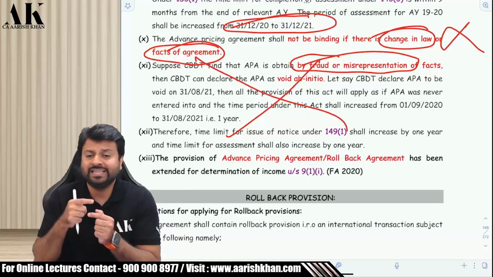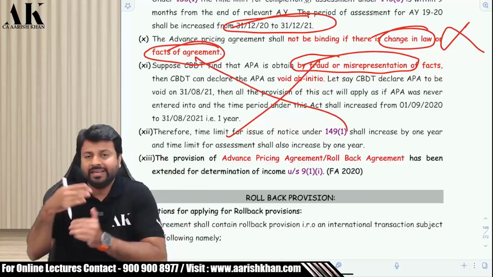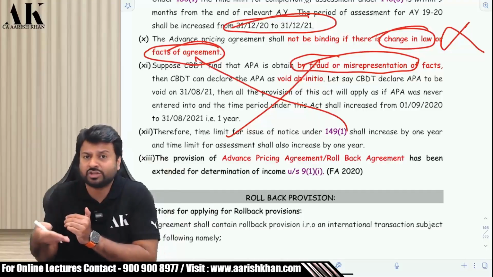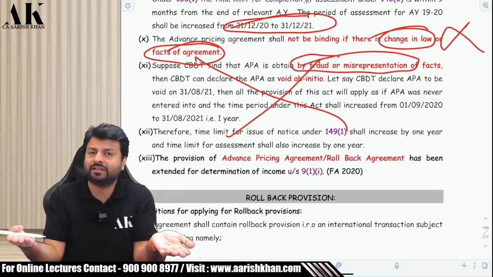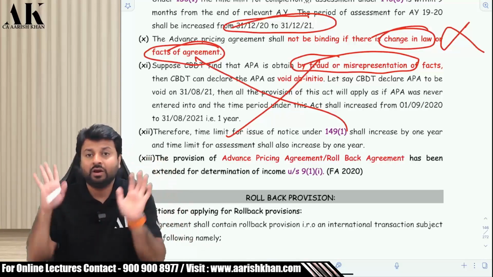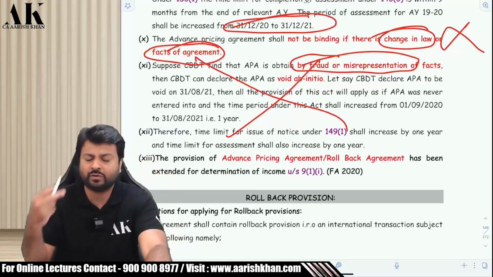So in case there is a change in law, advance pricing agreement is not applicable, then the new law will be applicable. In case there is a change in the facts of your transaction, facts of your agreement, then advance pricing agreement will not apply, then the new facts will apply. As per the new facts, the arm's length price will be determined. Or if there is a fraud or misrepresentation of facts done by you, then the advance pricing agreement is void ab initio, from the very beginning.